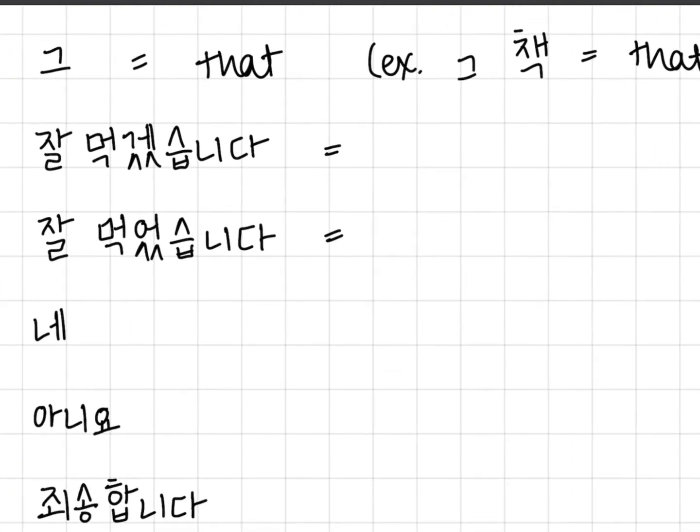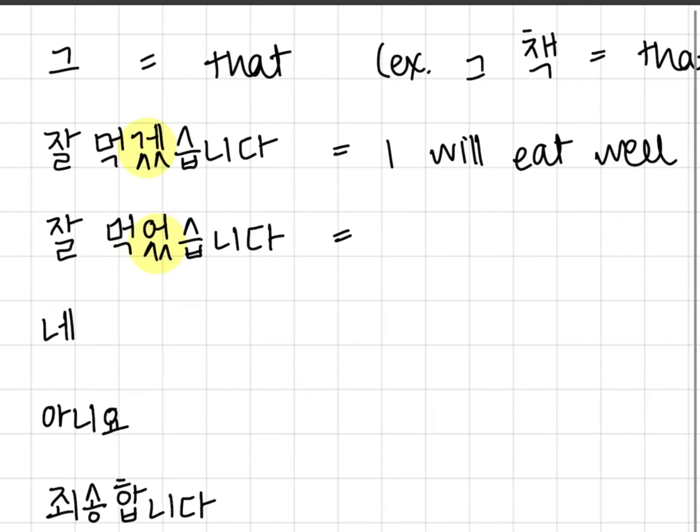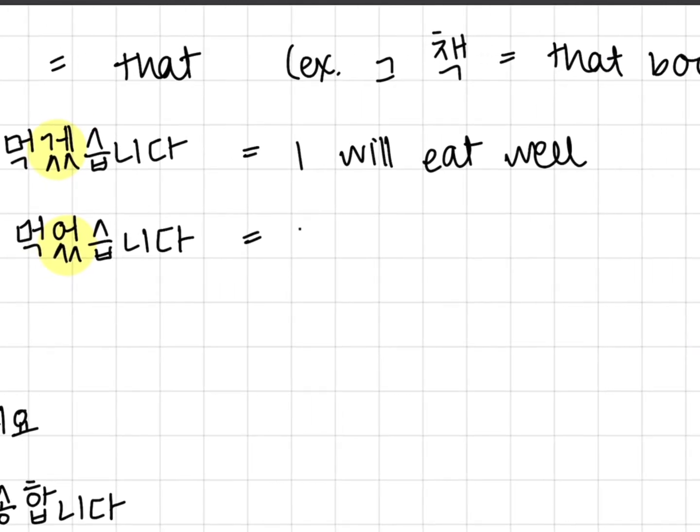잘 먹겠습니다 and 잘 먹었습니다 are terms that you use when you're basically eating with people. They look really similar, but again, the difference is right there. This is said before eating, and it basically means I will eat well. So 잘 먹겠습니다 means I will eat well. And 잘 먹었습니다 is said after you finish eating, so it says I ate really well.